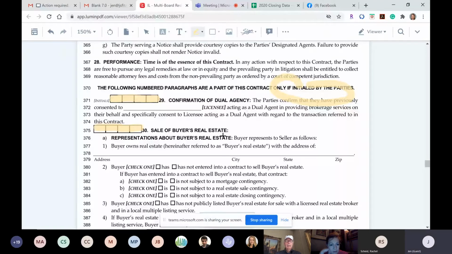Everybody understand what contingencies are for? We went over this. Contingencies are so you can get out of this contract if this thing that we're looking for doesn't happen.